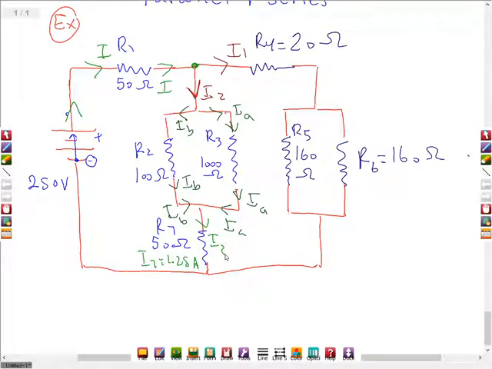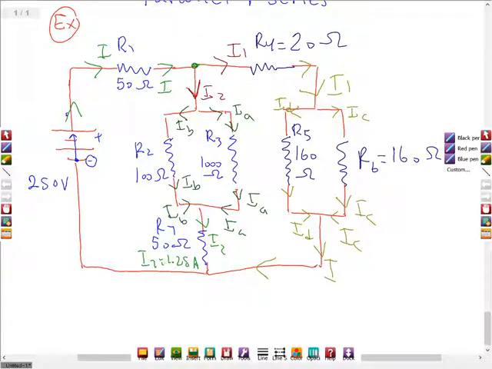Now I1 goes here, keeps going to this point, I1. Then we have two branches here, IC and ID. Then ID ends up here, and IC here. IC becomes I1, because IC and ID come from I1. Then this becomes I1 again.